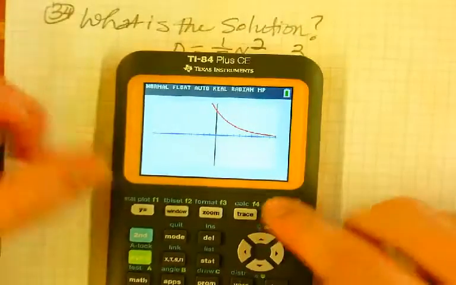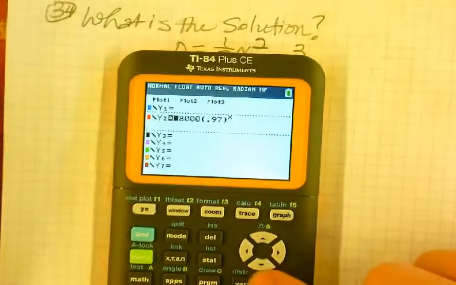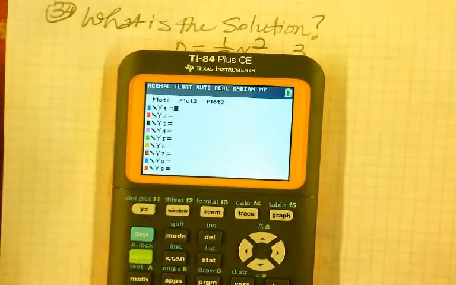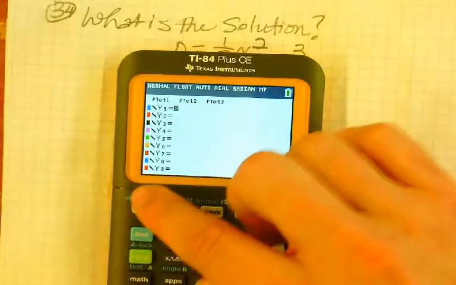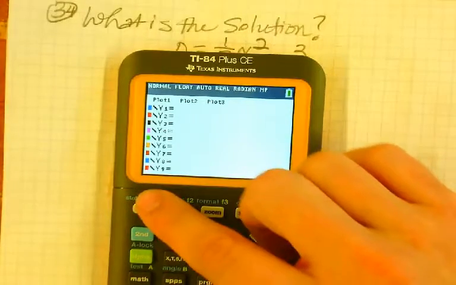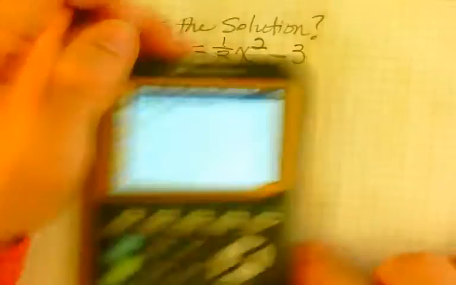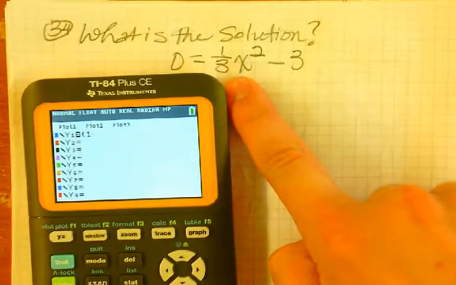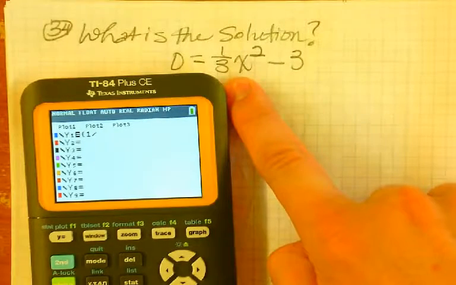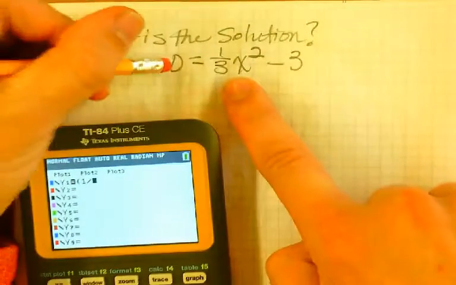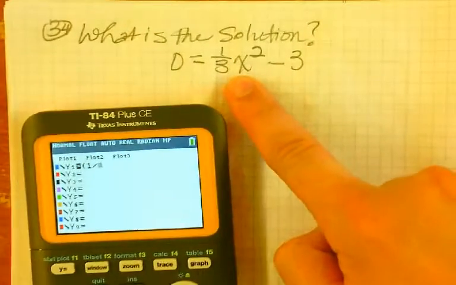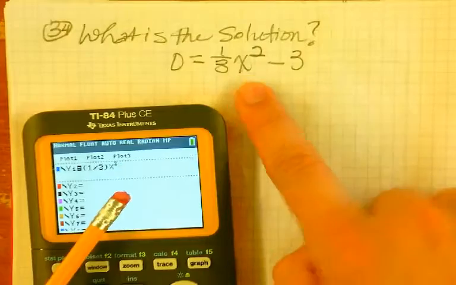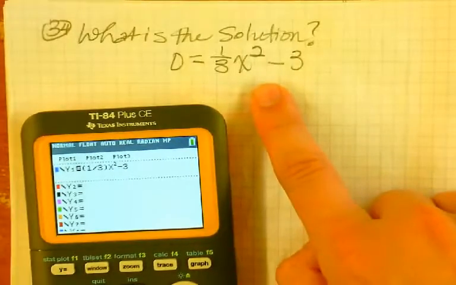Back on number 34. Go on over to y equals again and just clear everything out. You don't need any of that stuff anymore. Okay? So go back to y equals and put in your new equation, the one that they gave us. This is number 0. 1 over 3, x raised to the power of 2, and then minus 3.